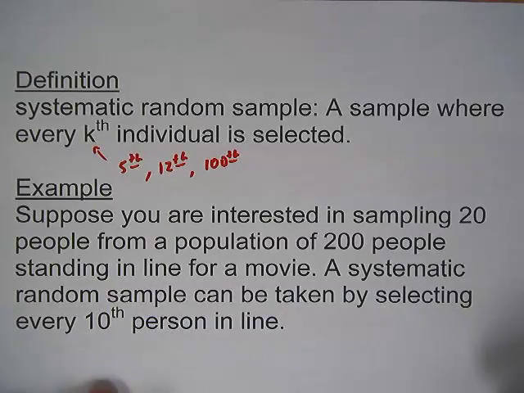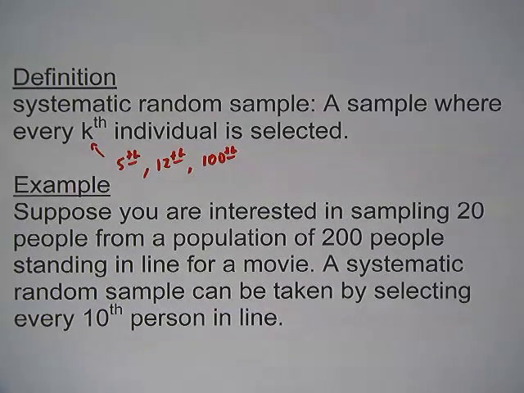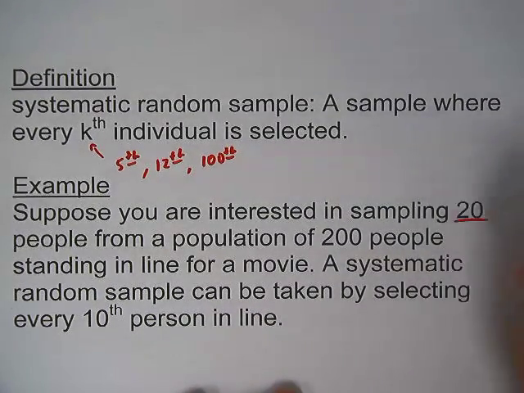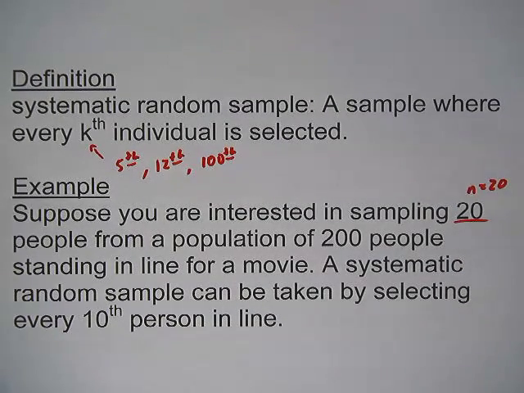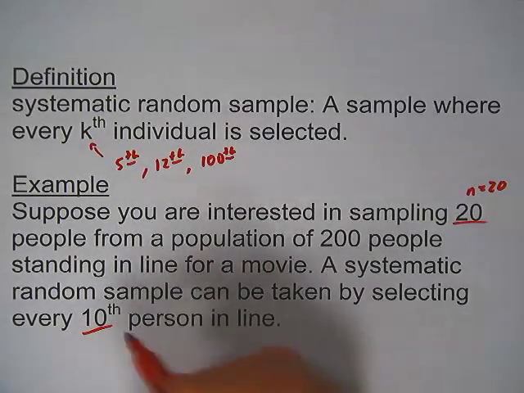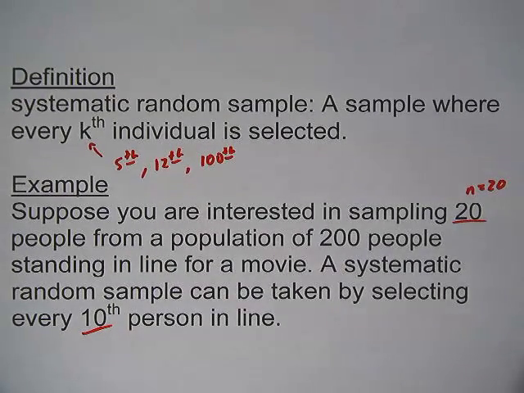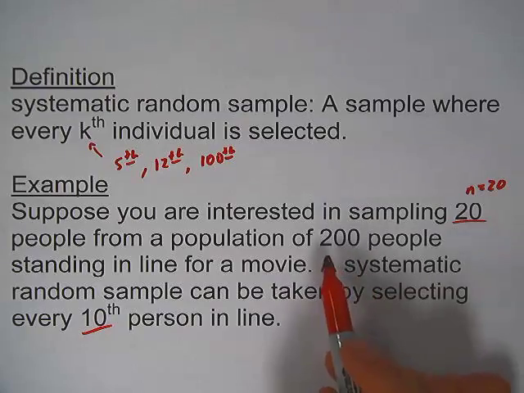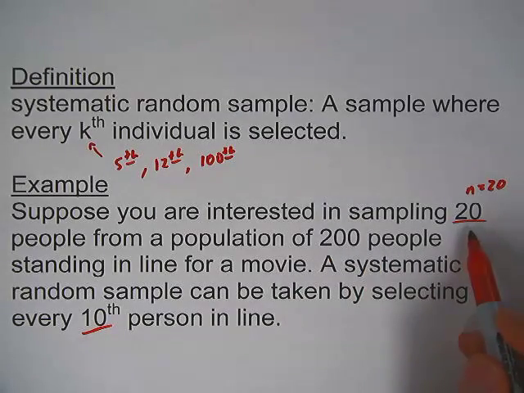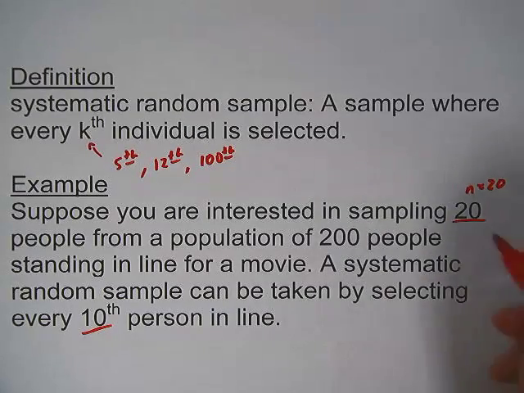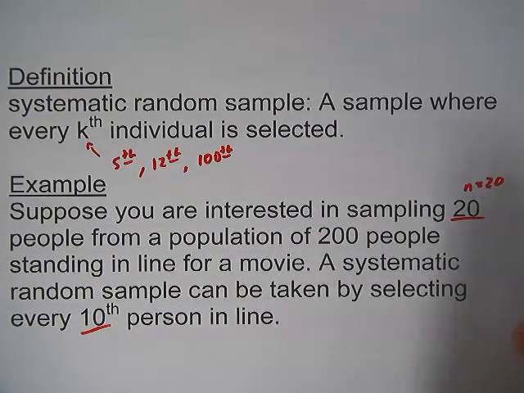Okay, so for example, suppose you're interested in sampling 20 people, so n equals 20, from a population of 200 standing in line for a movie. A systematic random sample can be taken by selecting every 10th person in line. So if we take every 10th person from a population of 200, we'll end up with a sample of size 20. So this sample of size 20 would be a systematic random sample.